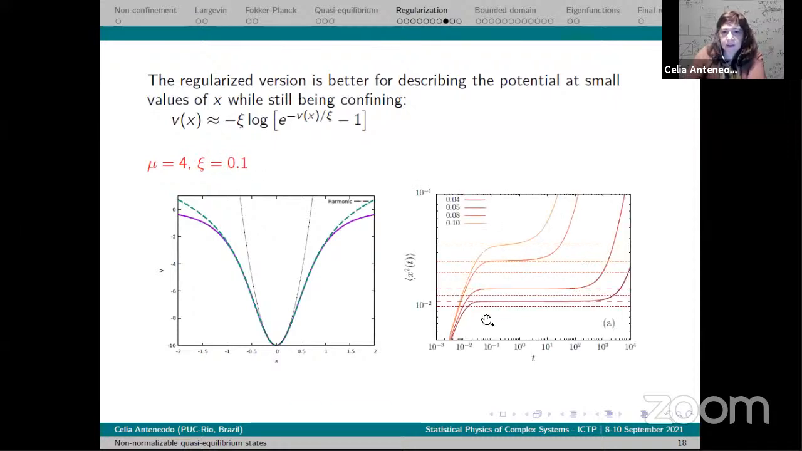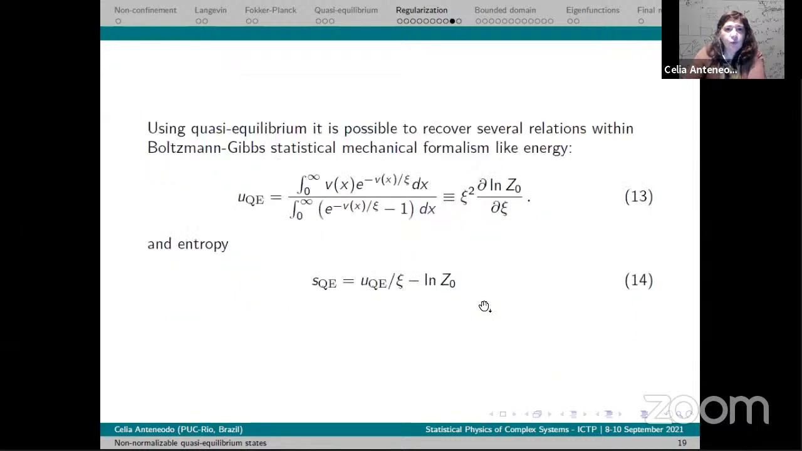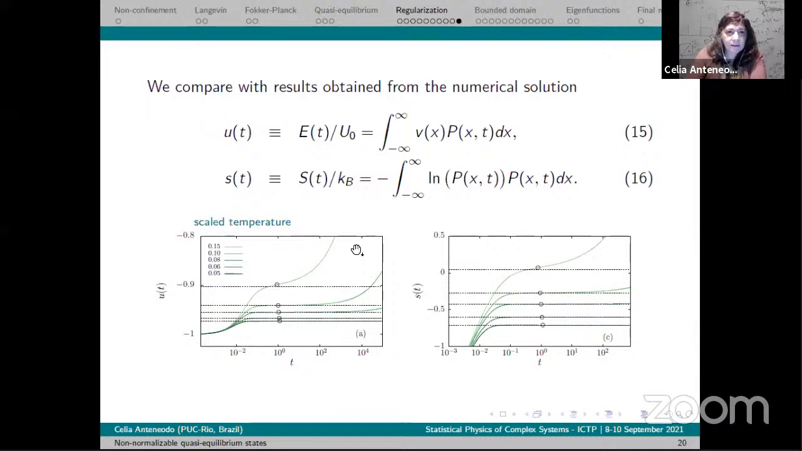And here is again the comparison. The dashed lines are our approximation, and the dotted ones are the harmonic. You see that there is a discrepancy. So we managed to obtain a more precise approximation than simply harmonic. It's also interesting that we recovered several relations of the equilibrium conditions for this kind of states. And we also compared other observables, obtaining also good prediction.